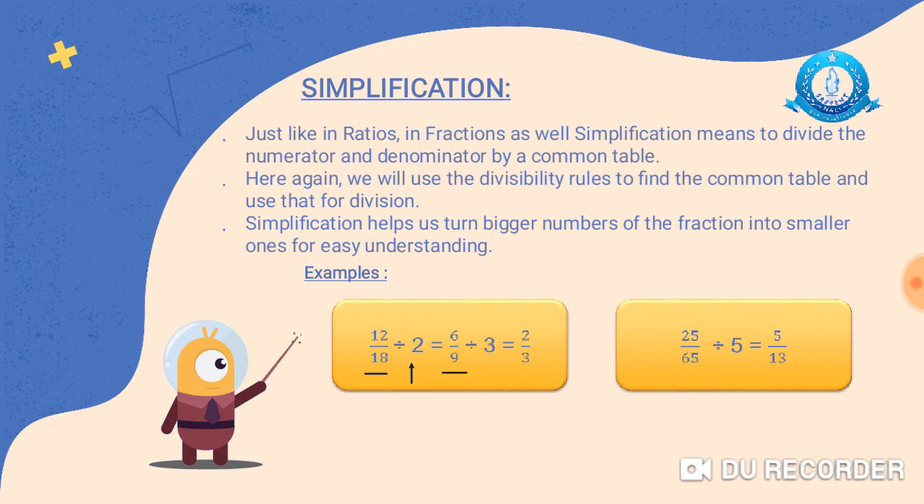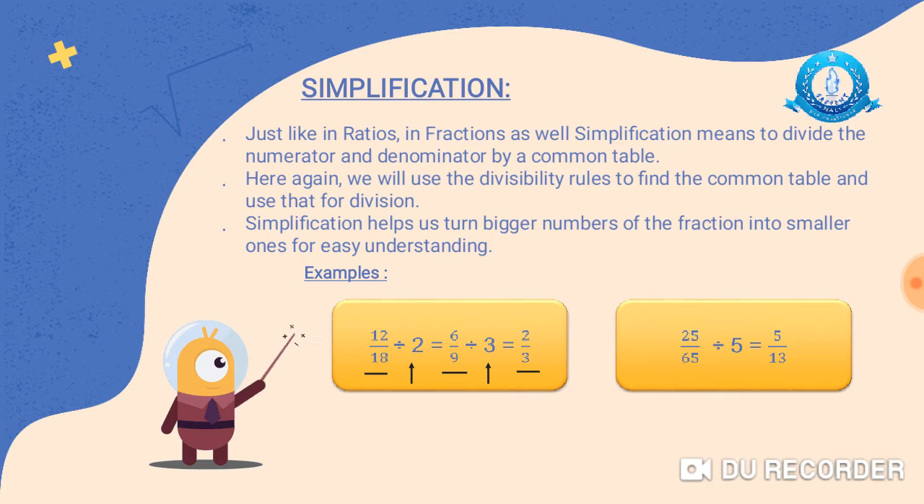But we're not done here yet. We can see that 6 and 9 again come in the same table. That table is 3. Divide both the numerator and the denominator by 3 and our final answer will be 2 upon 3. As previously discussed, you are going to simplify your numbers till the time they can no longer be divided by the same table.